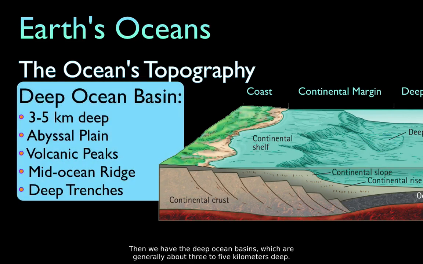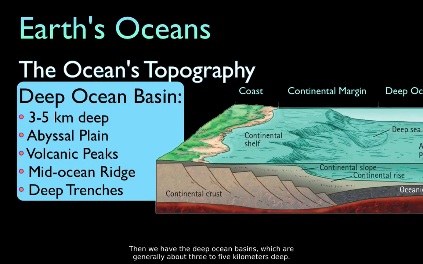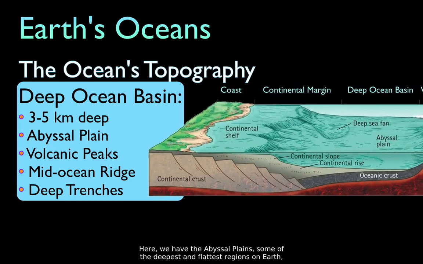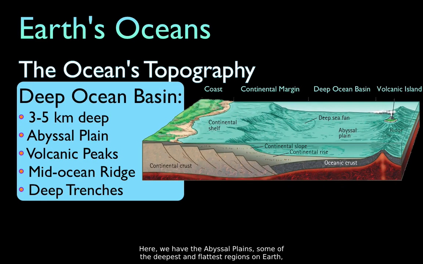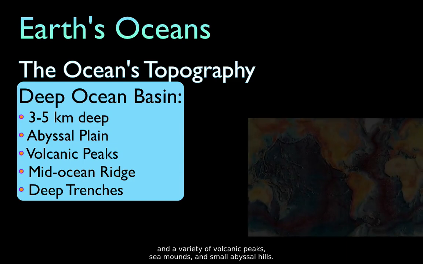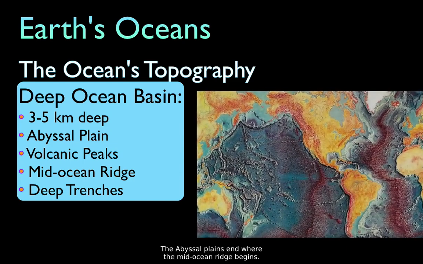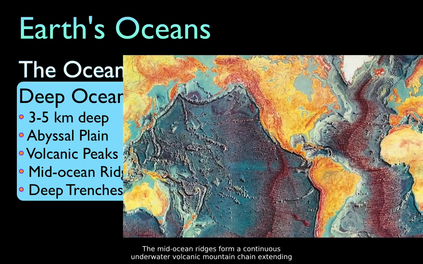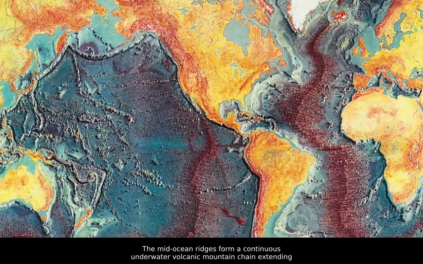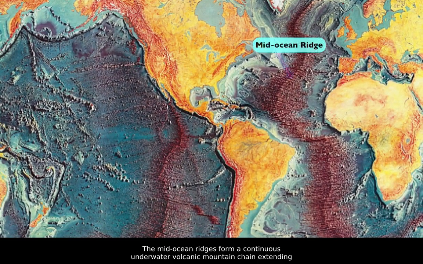Then we have the deep ocean basins, which are generally about 3 to 5 kilometers deep. Here we have the abyssal plains, some of the deepest and flattest regions on Earth, and a variety of volcanic peaks, seamounts, and small abyssal hills. The abyssal plains end where the mid-ocean ridge begins. The mid-ocean ridges form a continuous underwater volcanic mountain chain extending throughout all the oceans. This is the zone of seafloor spreading, where oceanic crust is made.